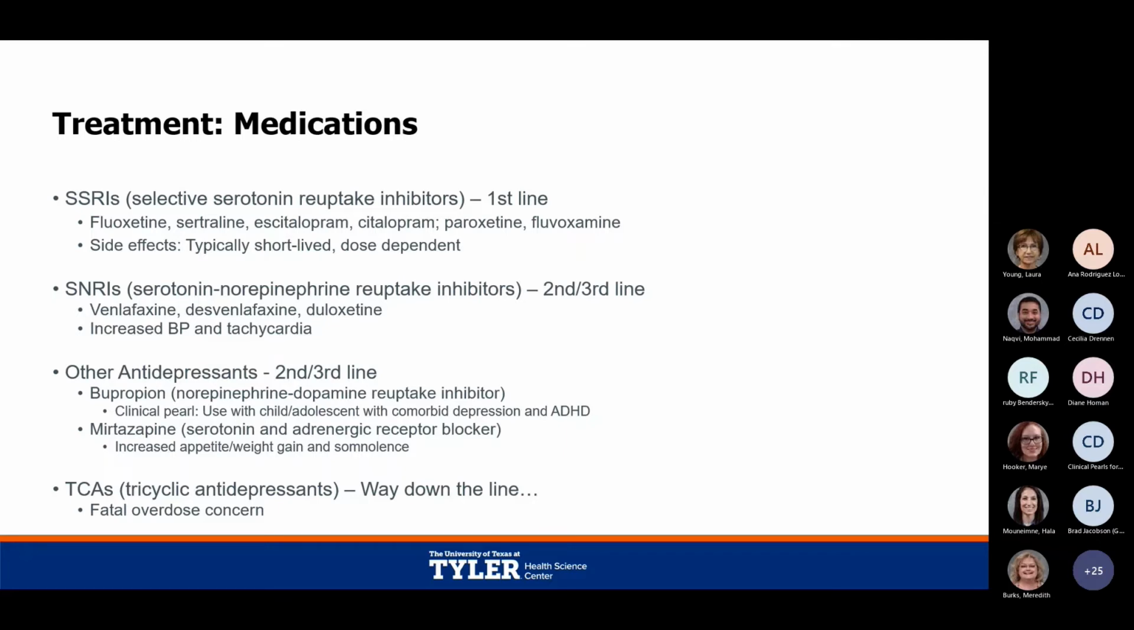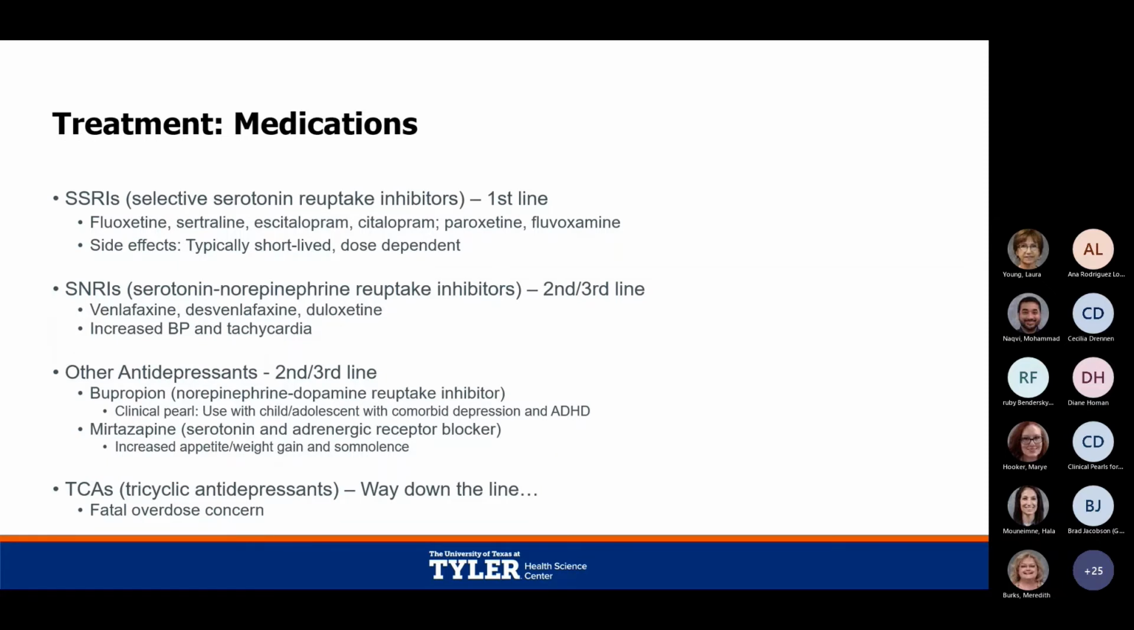Now, the second or third line for the treatment of depression in children and adolescents are the SNRIs, or the serotonin norepinephrine reuptake inhibitors. Again, these are second or third line, and those include venlafaxine, desvenlafaxine, and duloxetine. The most common side effect that we worry about with those is increased blood pressure and tachycardia because of the norepinephrine component of the medication.